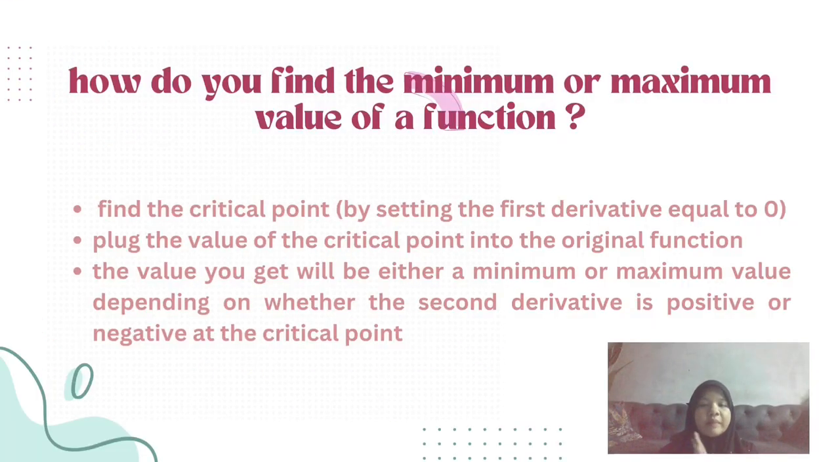So, how do you find the minimum or maximum value of a function? First of all, we need to find the critical point. So, how do we find the critical point? By setting the first derivative equal to 0. Next, we need to plug the value of the critical point into the original function. So, as a result, the value you get will be either a maximum or a minimum value depending on whether the second derivative is positive or negative at the critical point.